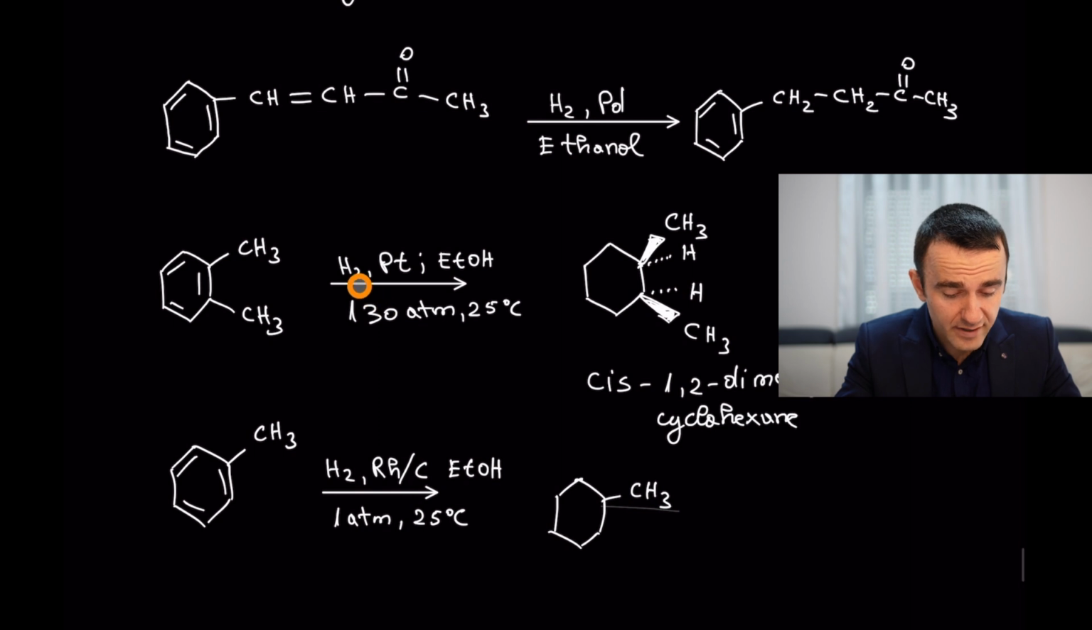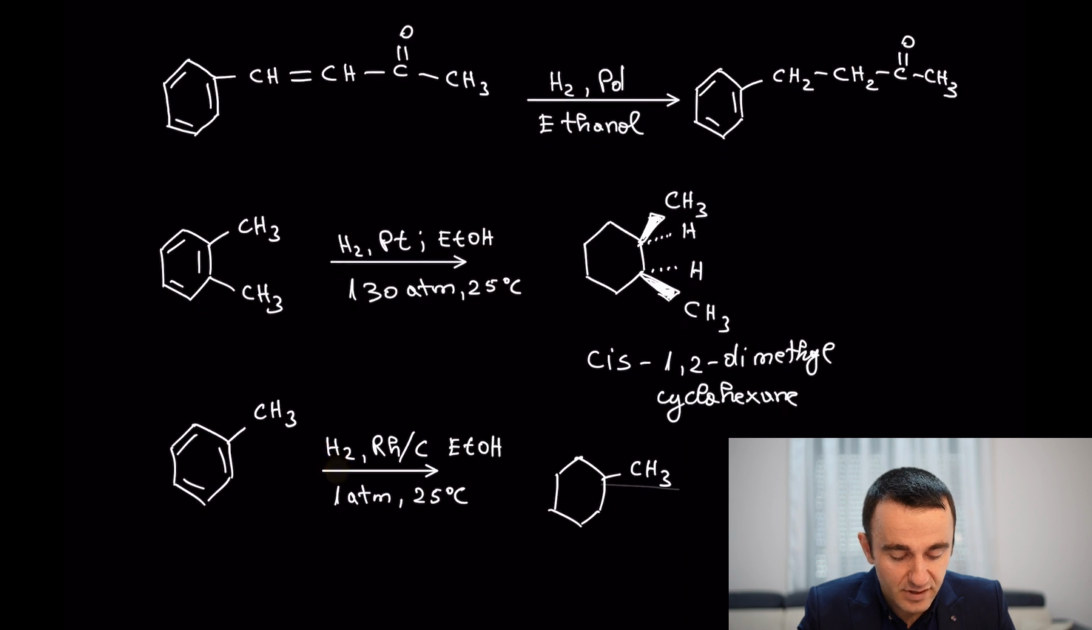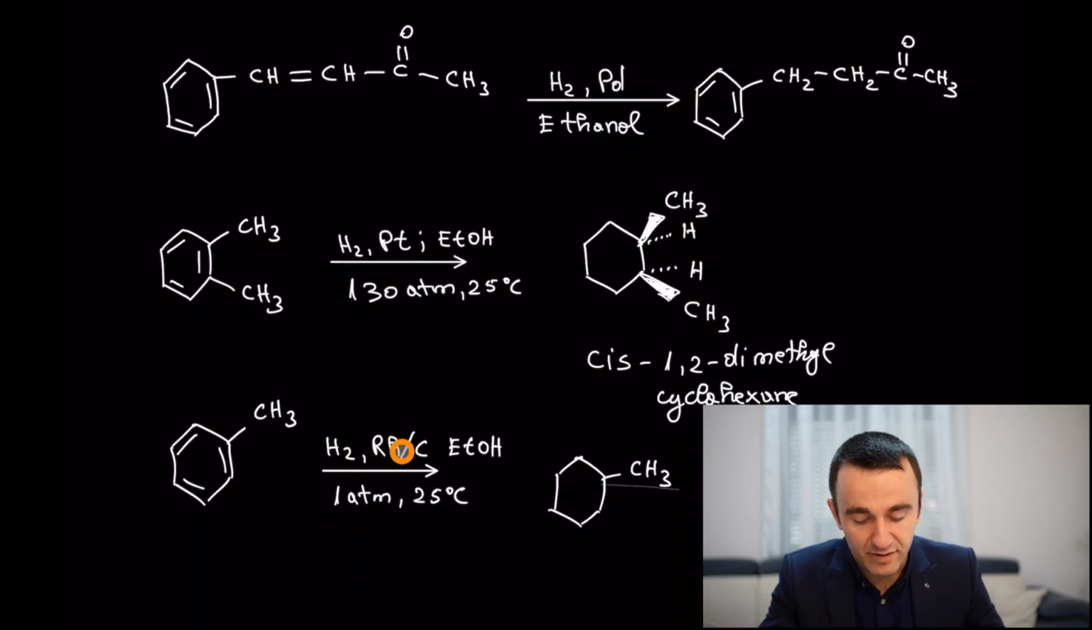But if you try it with hydrogen and a platinum catalyst at higher pressure, you can convert the benzene into cyclohexane. And keep in mind that two hydrogens add on the same side, so we form a cis product. But it's very high pressure, 130 atmospheres. But if you change the catalyst, for example, if you take hydrogen with rhodium on carbon, at 1 atmosphere you can reduce the benzene ring and convert that to cyclohexane.